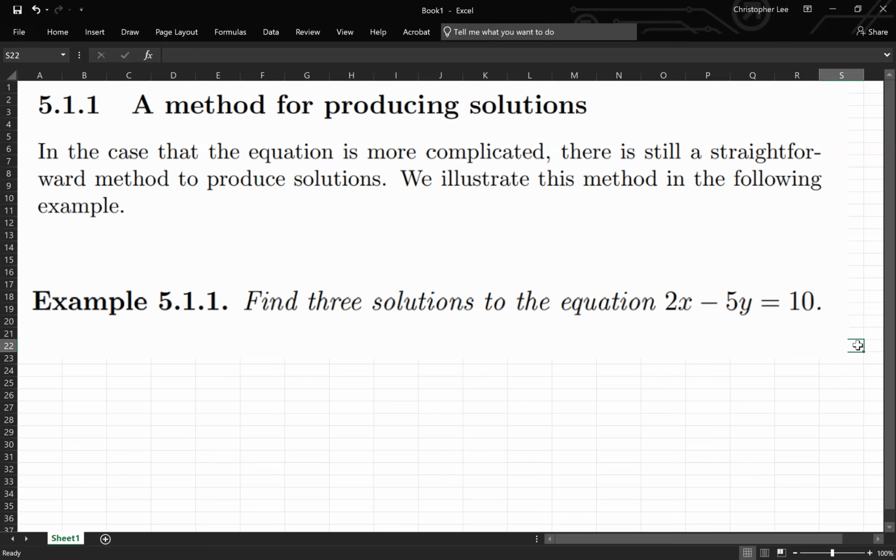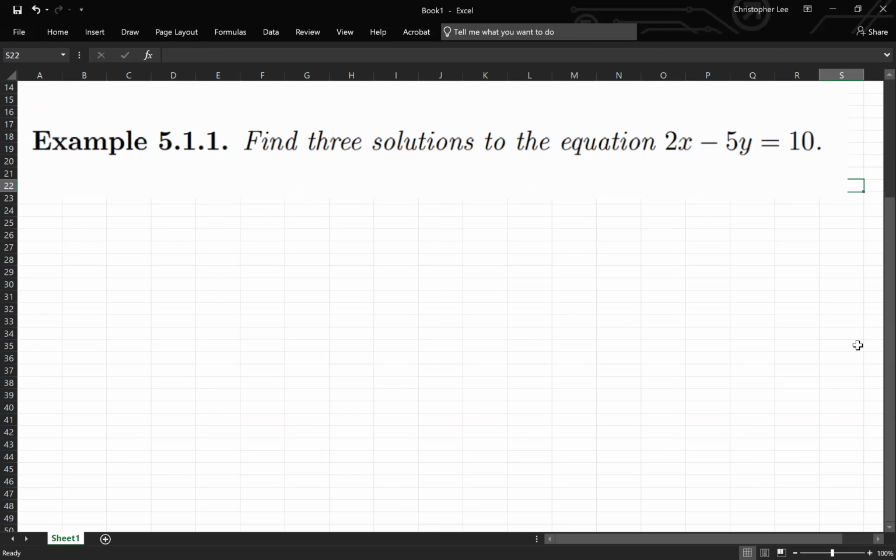All right. Let's recap a little bit. A method for producing solutions. In the case that the equation is more complicated, there is still a straightforward method to produce solutions. Just recapping from yesterday. Remember, we wanted to find three solutions to this equation, and we said an easy way to do this was to just solve for one of the variables. In this case, we chose to solve for y. Okay, so we had 2x minus 5y is equal to 10.